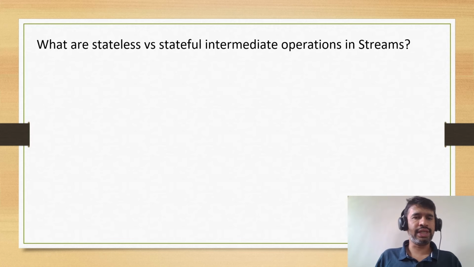So the question is, what are stateless versus stateful intermediate operations in streams? I think you will not see this question in the majority of tutorials. This is one of the interesting questions also.